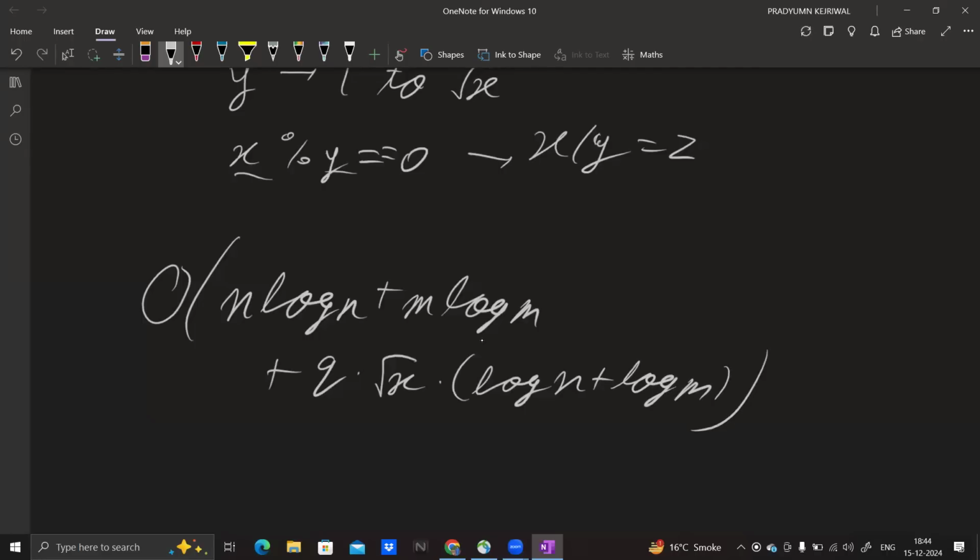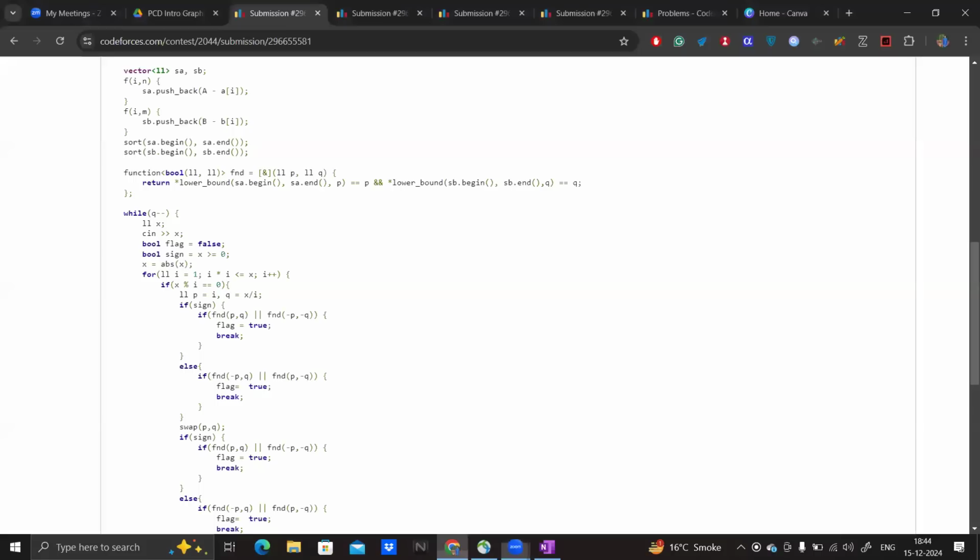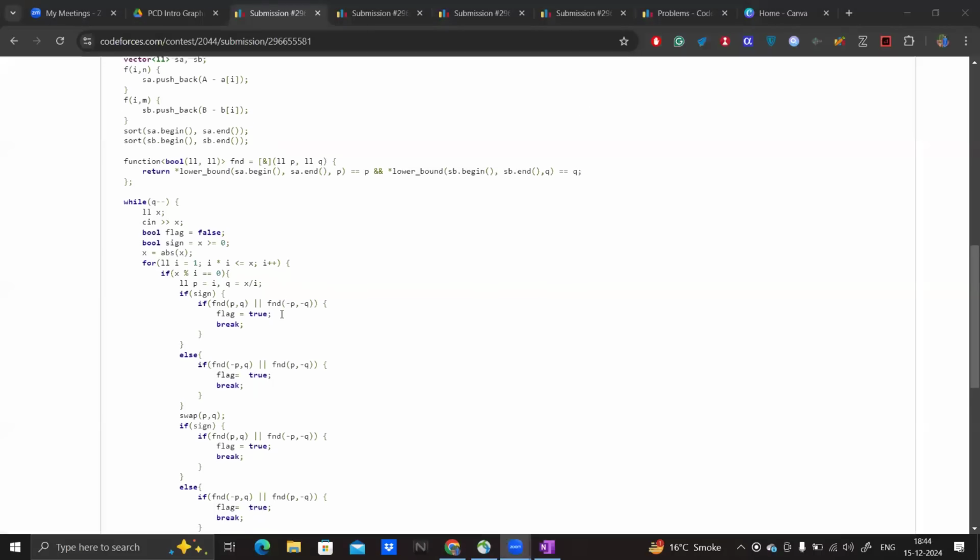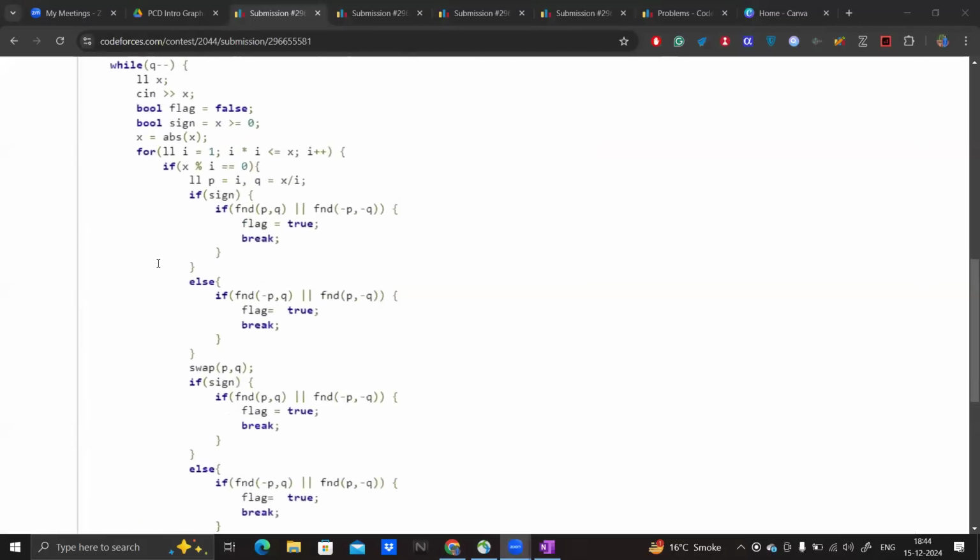All right. Can I show the for loop? Okay. This is the for loop.